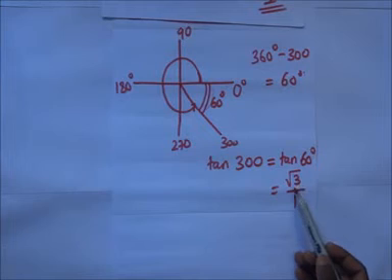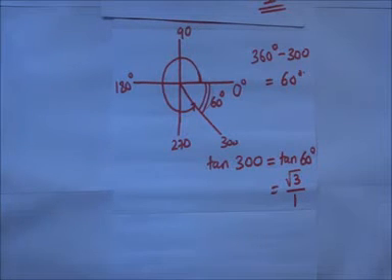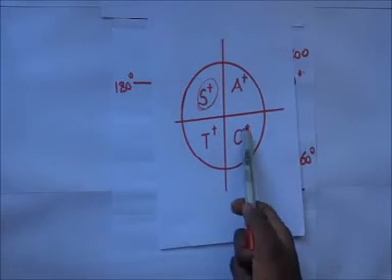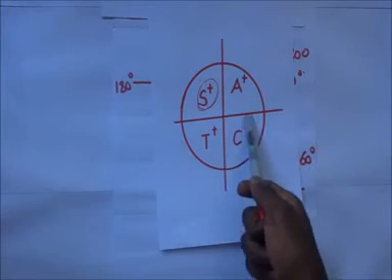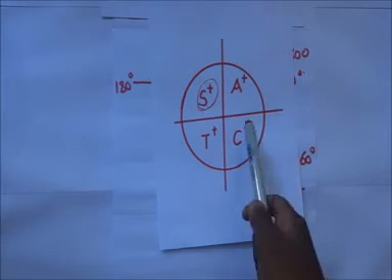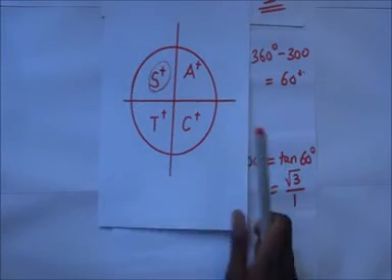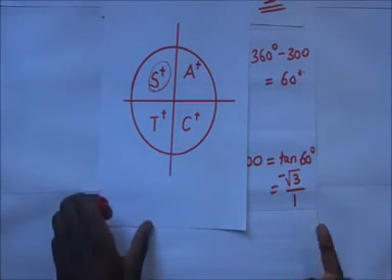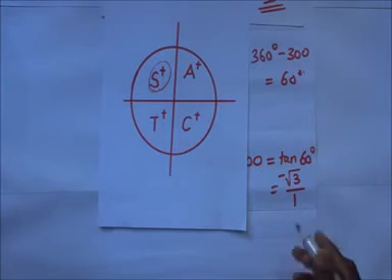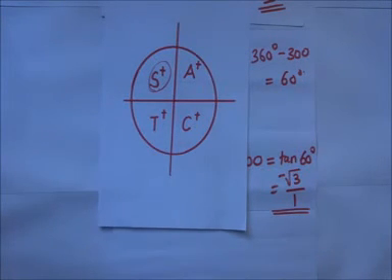Now, is this tangent root 3 over 1 positive or negative? Going back to this, we said that in the fourth quadrant, all the cosines of those angles are positive, and the rest are negative. So it means that this answer is negative. Negative root 3 over 1. That's our answer, or negative root 3.